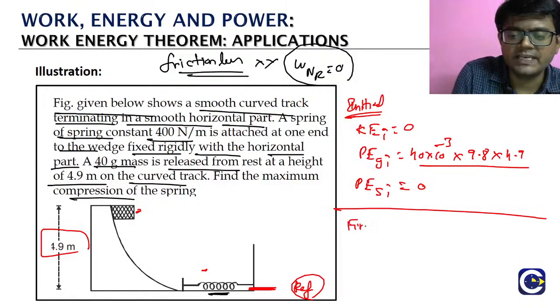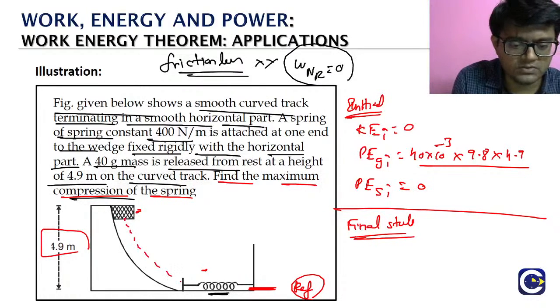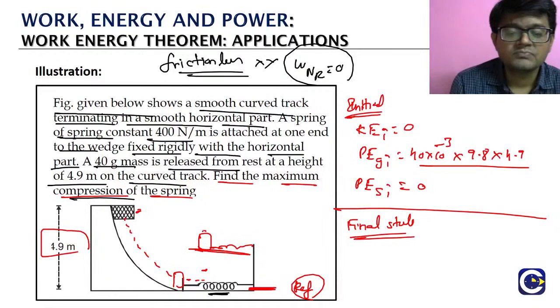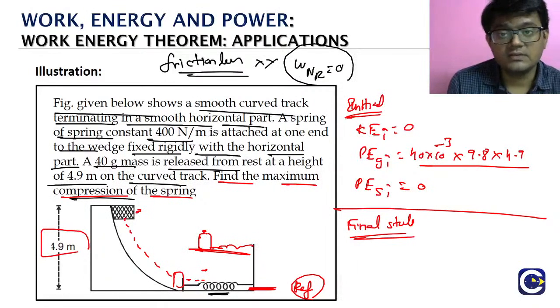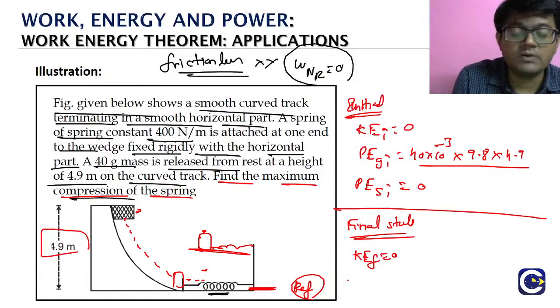Next, look at the final state. What do we need to calculate here? The maximum compression of the spring. So it comes down and then starts compressing it. In the maximum compressed state, what will you have? The block would have come to rest, right? Which means the kinetic energy of the block is 0.